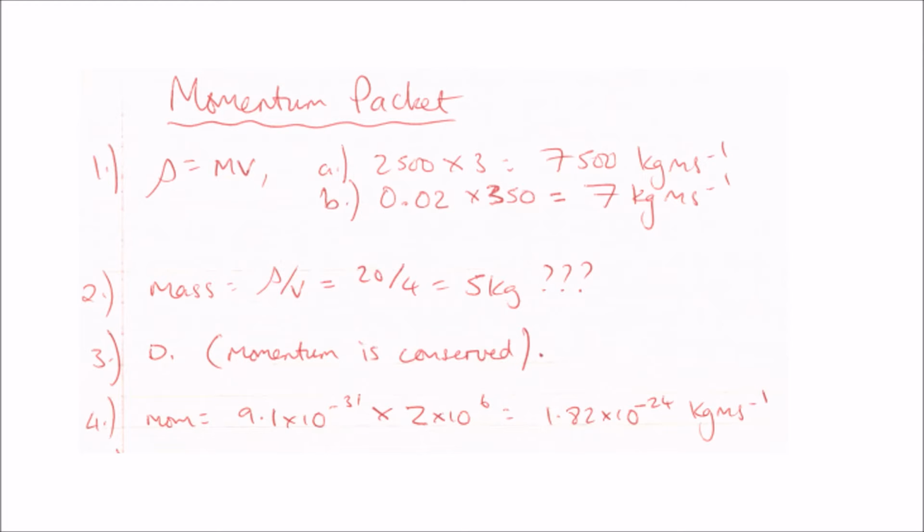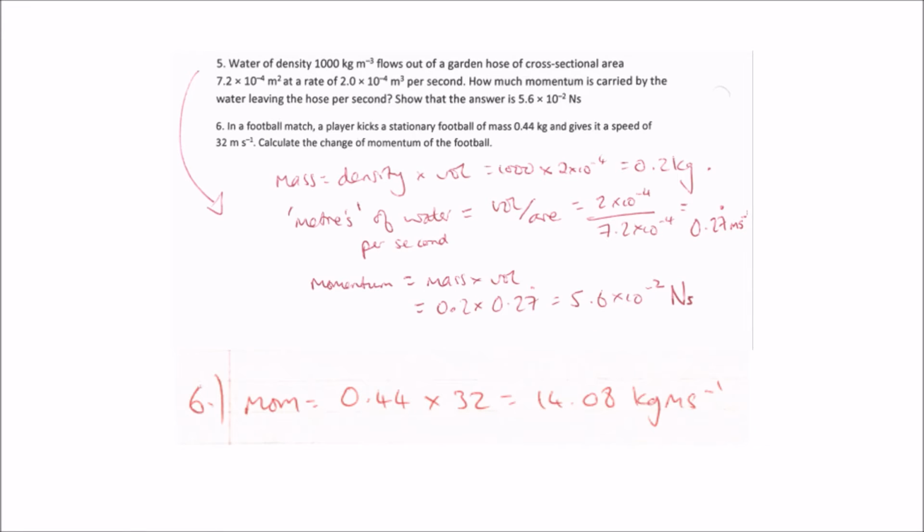Number 3, let me click back. It won't let me. Number 3, momentum is conserved. We'll talk about elastic collisions later and the conservation of momentum. But effectively, for an elastic collision, all momentum before equals all momentum after. Number 4 is a simple product again, the mass times the velocity. Be careful with the units here in your standard form. Question 5 is the one that's going to cause most of the pickle.